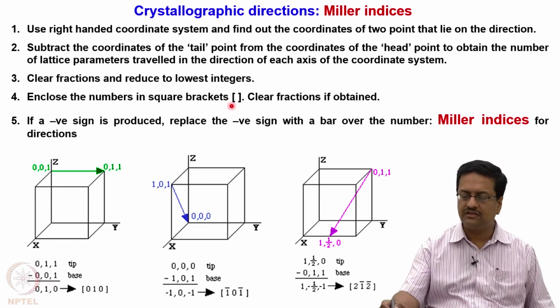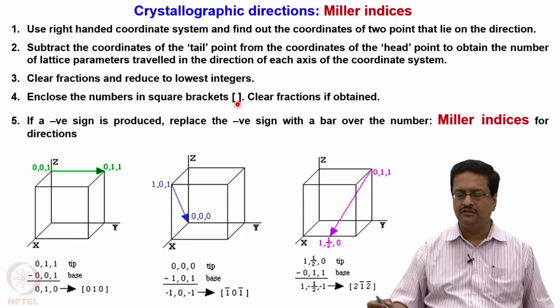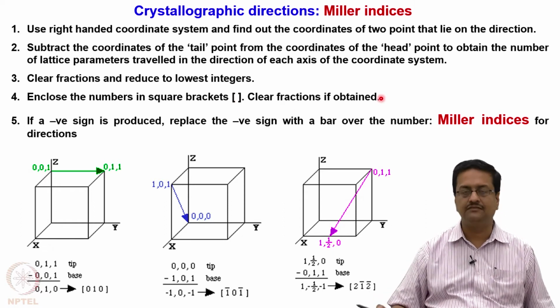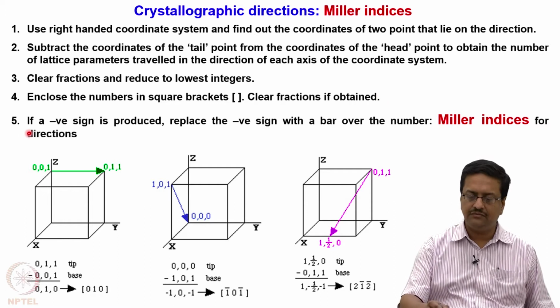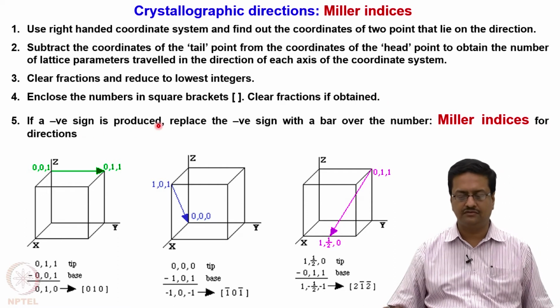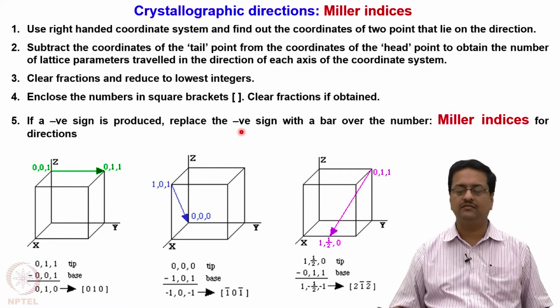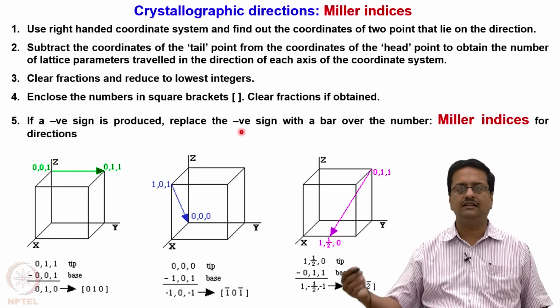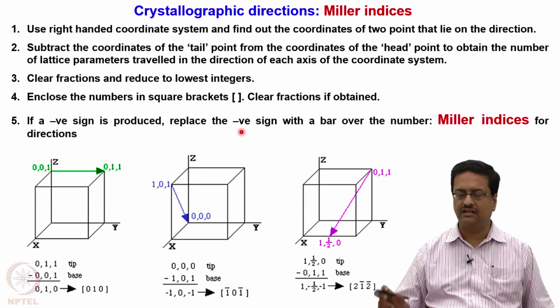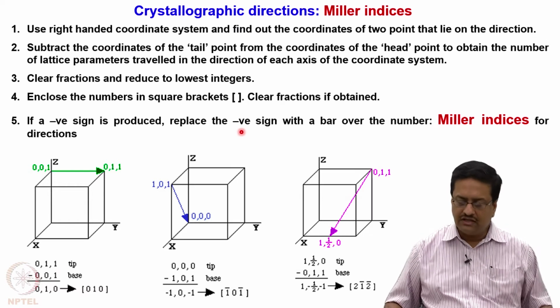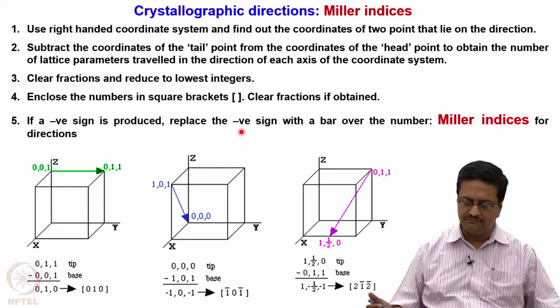Enclose those numbers in square brackets, clear fractions if obtained, and if you have a negative sign produced, replace the negative sign with a bar. Then that set of three numbers is called the Miller indices of that particular direction. So, here are three examples at the bottom.